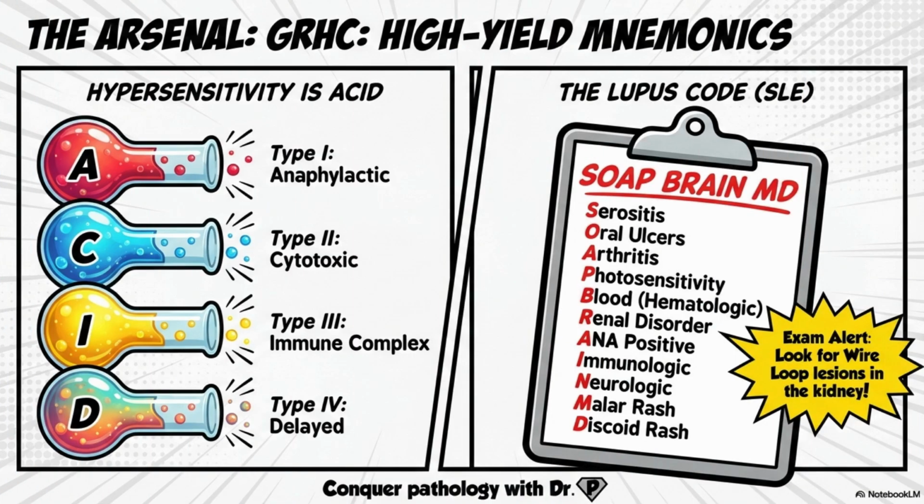Open your arsenal, you need these mnemonics. Hypersensitivity is ACID. Type 1 anaphylactic, type 2 cytotoxic, type 3 immune complex, type 4 delayed. The Lupus code for SLE is SOAP BRAIN MD. Serositis, oral ulcers, arthritis, photosensitivity, blood, renal, ANA, immunologic, neurologic, malar rash, discoid rash.